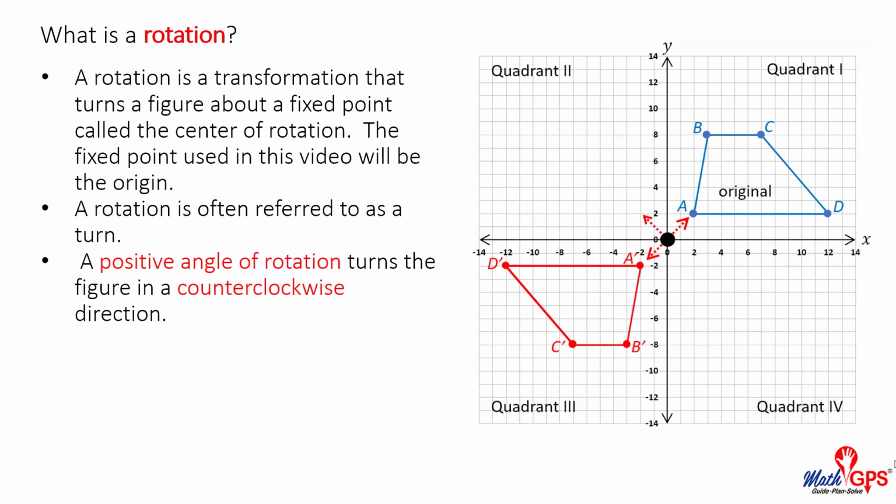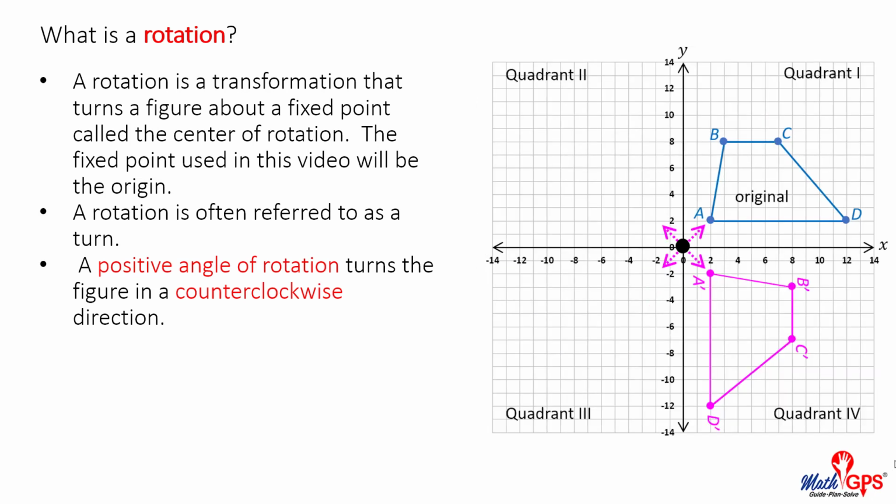Original quadrilateral ABCD is rotated about the origin 180 degrees to create quadrilateral A', B', C', D'. Original quadrilateral ABCD is rotated about the origin 270 degrees to create quadrilateral A', B', C', D'.